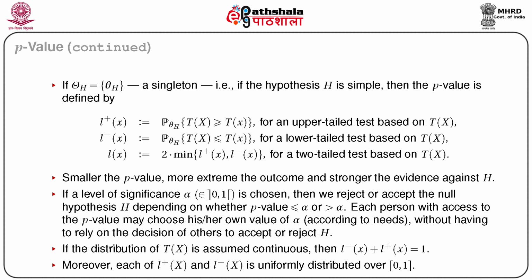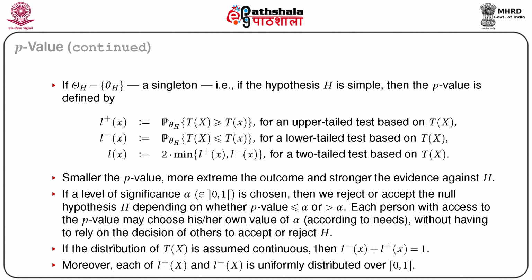If the test is a both-tailed test based on a statistic Tx, then the p-value is defined as twice the minimum of L plus x and L minus x for all theta belonging to script theta H, provided the distribution of Tx remains the same over the null hypothetical set script theta H.